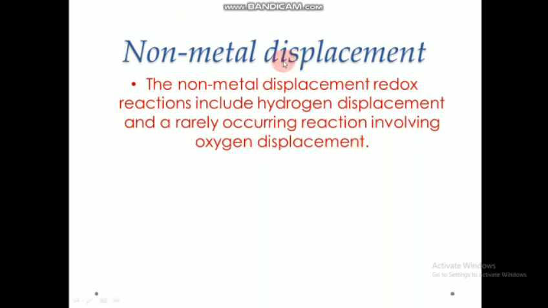Non-metal displacement is usually a redox reaction in which a hydrogen atom is displaced by a metal. So hydrogen is substituted or displaced by a metal. The non-metal hydrogen being displaced by a metal from its compounds is known as non-metal displacement. And sometimes we get oxygen displacement also.